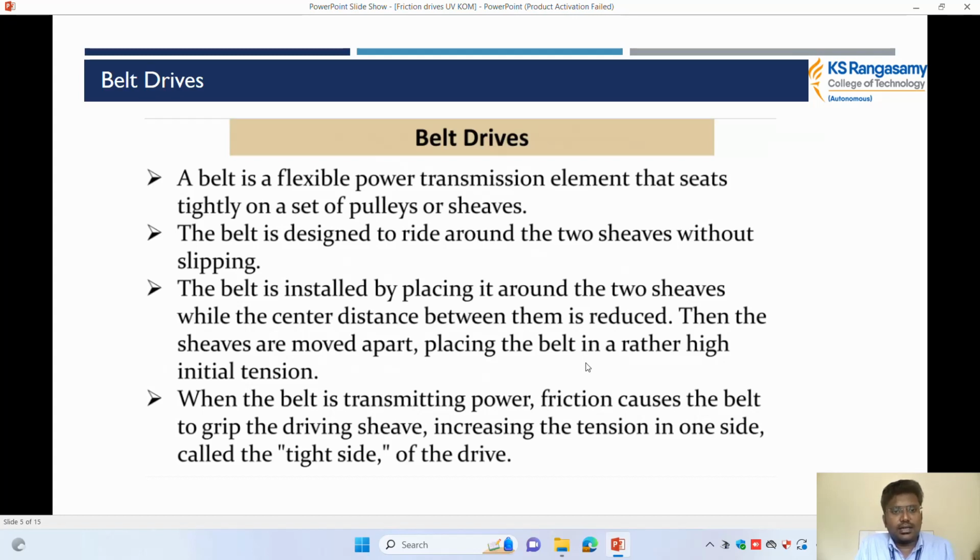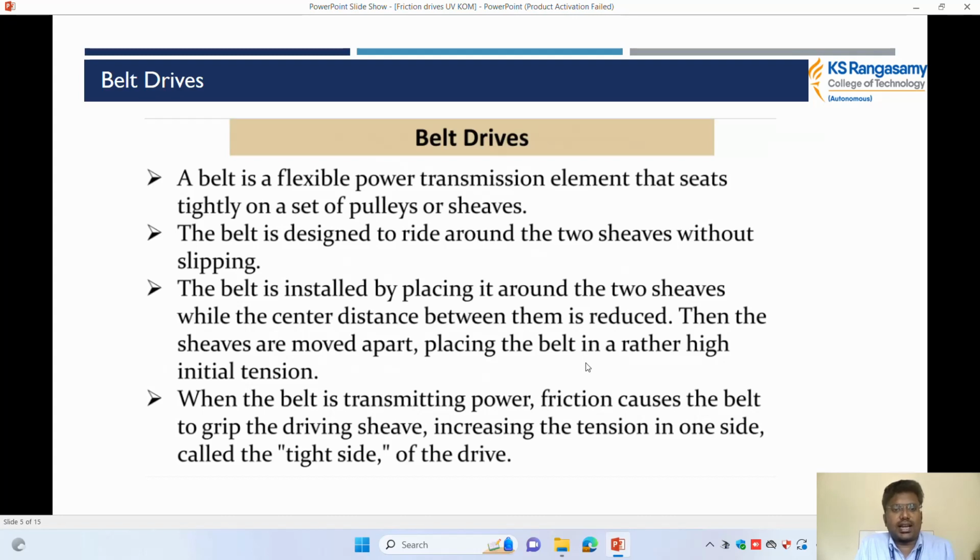tight on a set of pulleys or sheaves. The belt is designed to ride around the two sheaves without slipping. The belt is installed by placing it around the two sheaves while the center distance between them is reduced, then the sheaves are moved apart, placing the belt under a rather high initial tension.